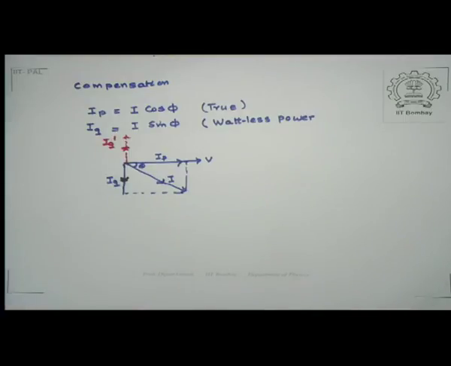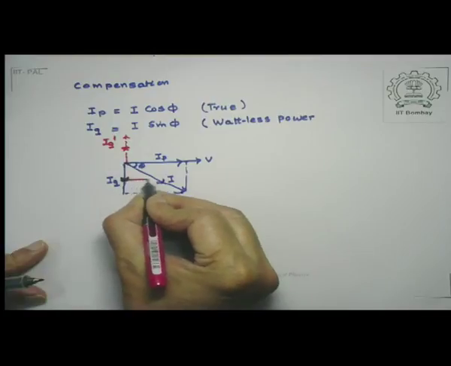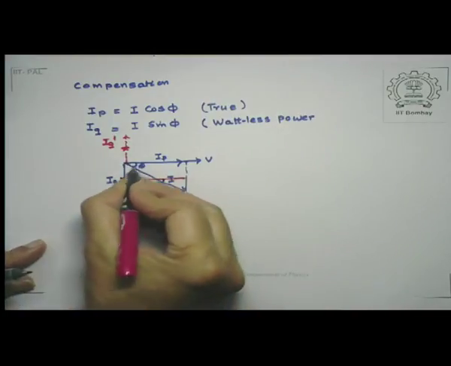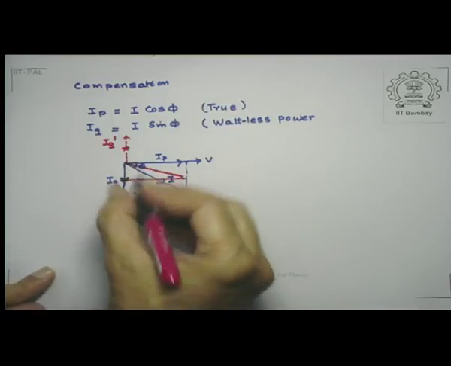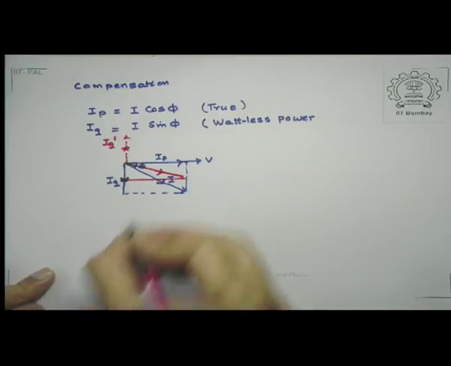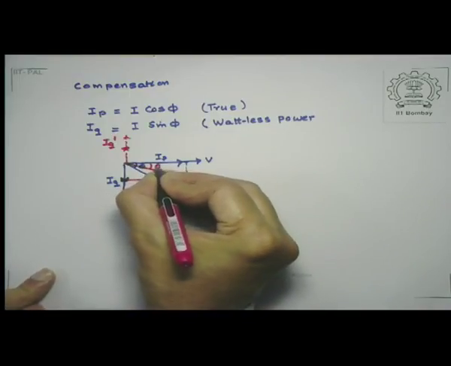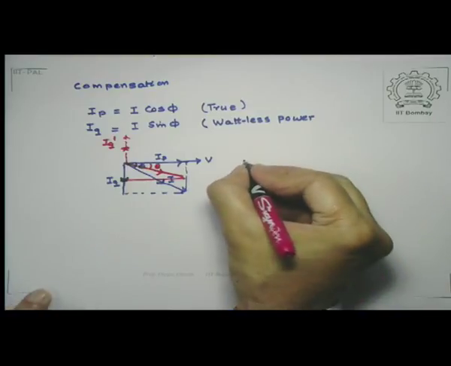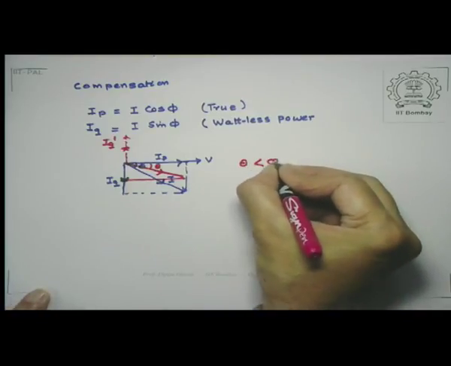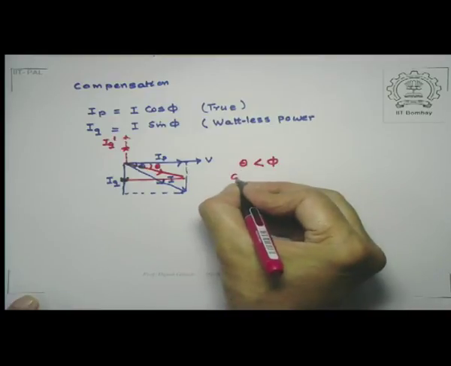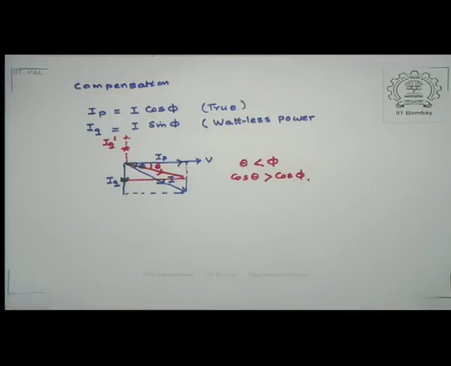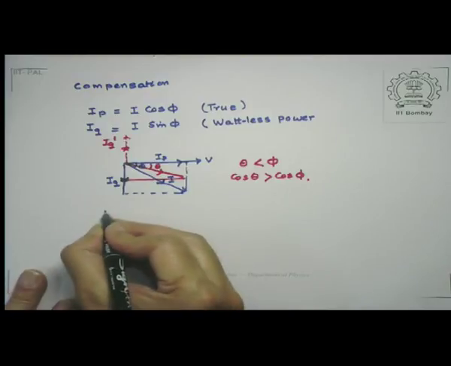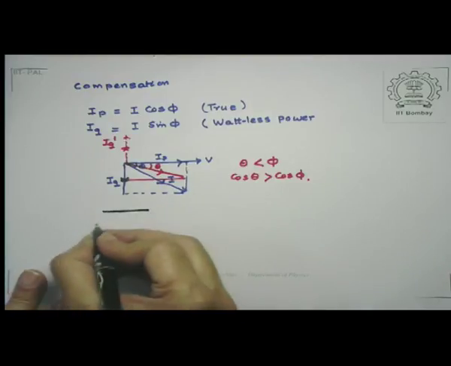Now if you complete this rectangle here, then you notice that my direction of apparent power is going to be like this, and the angle that it will make will be theta, such that theta is less than phi, which of course means that cosine of theta is greater than cosine of phi. And this, as we have talked about, is done by introducing a capacitive element. So this is the way it works.